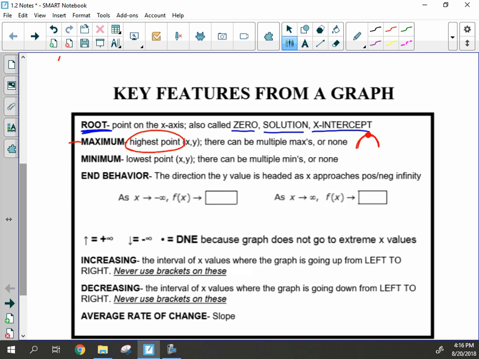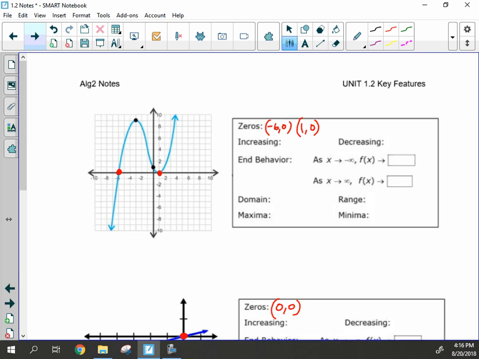So we'll jump down to the maximum right here. The maximum would be this spot right here. So we just list the coordinates. So it's at negative 3, and then it's up to 9. That's the only maximum that graph has.